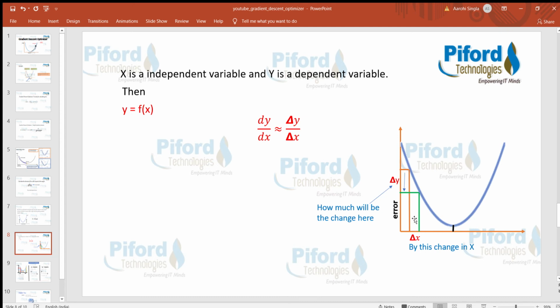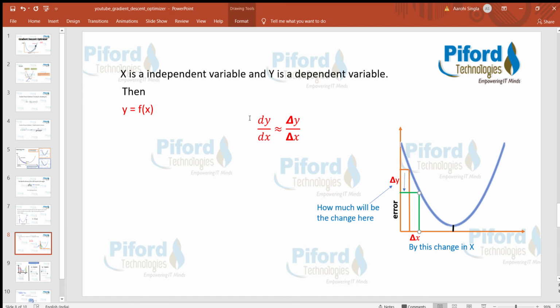In the starting the value of x is this, and then we have slightly moved the value of x from here to here. This is delta x, the change in x. Earlier the value was this, now we have changed it by a small number. When we change the value of x, y also changes, and we can simply say that the change in y with respect to the change in x is approximately equal to the derivative of y by the derivative of x.